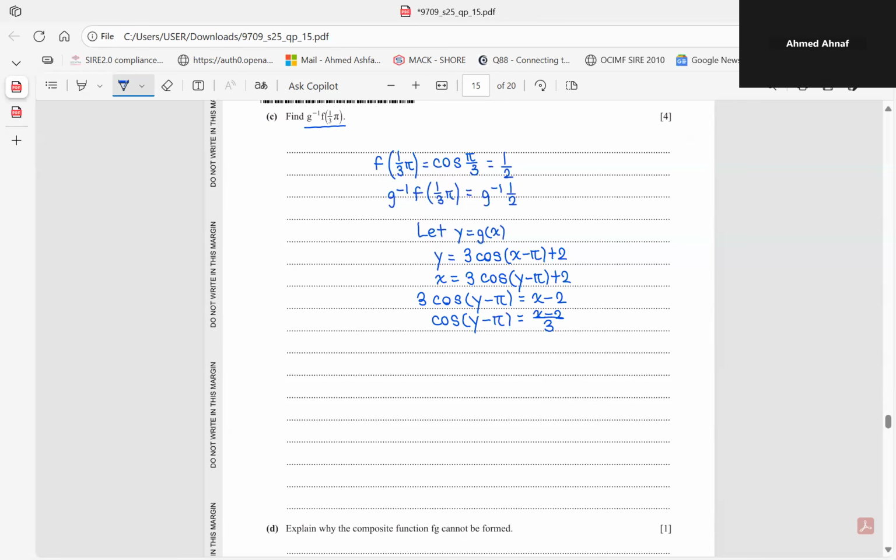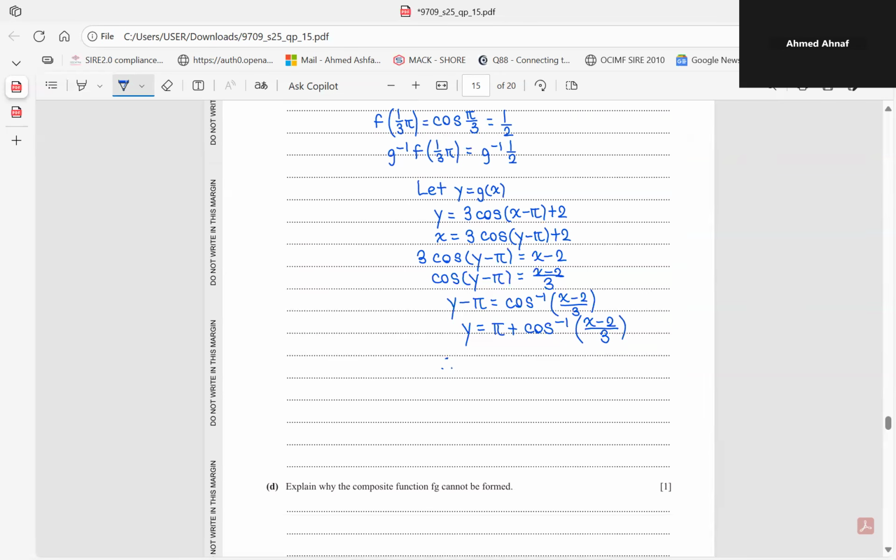Now we're going to take cosine inverse on both sides. So this would be y minus pi equals cosine inverse of (x minus 2) over 3. Now we're going to add pi to both sides to isolate the y. So this would be pi plus cosine inverse of (x minus 2) over 3. So hence, we can say that g inverse of x equals pi plus cosine inverse of (x minus 2) over 3.